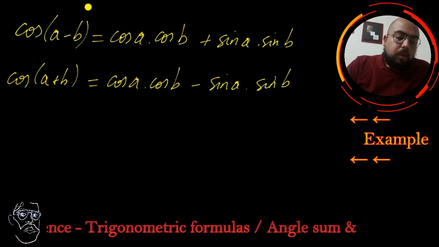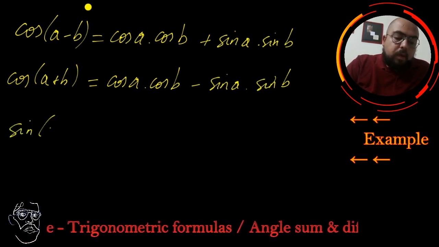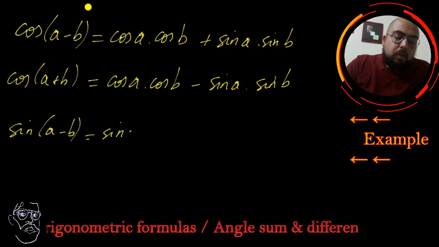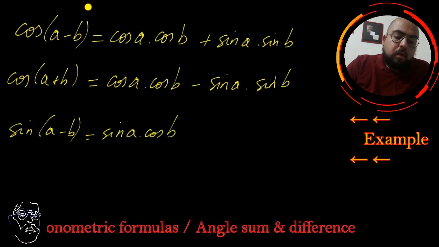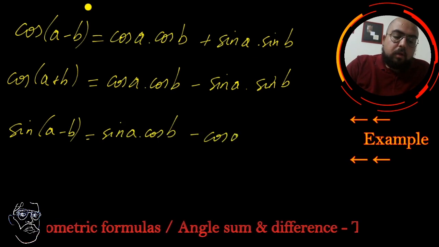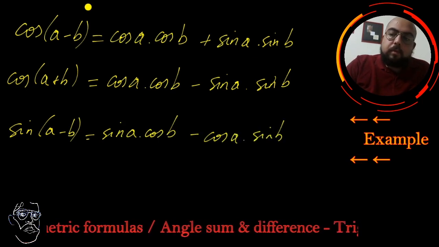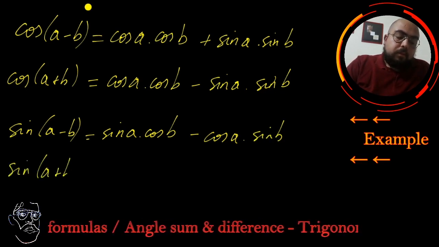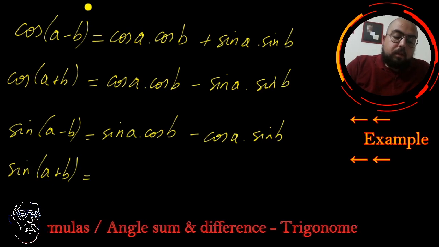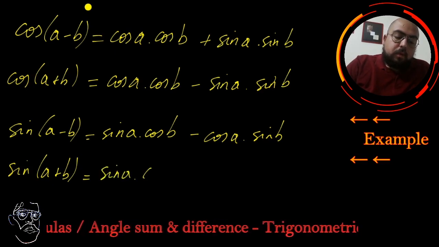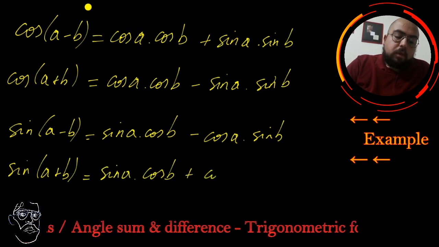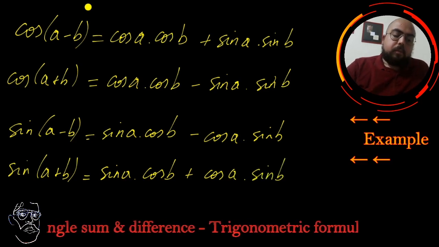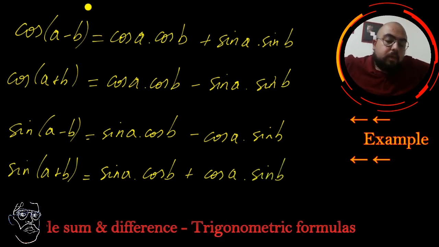Okay, now what about sine of A minus B? It will be sine A times cosine B minus cosine A times sine B. What about sine of A plus B? It's sine A times cosine B plus cosine A times sine B. Alright, so these are the formulas related to cosine and sine.